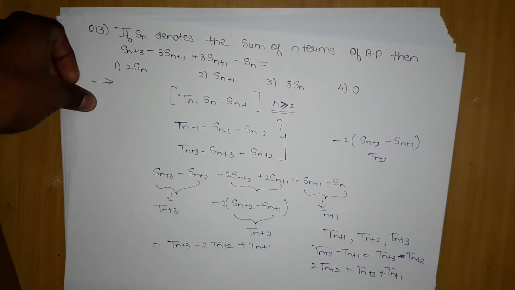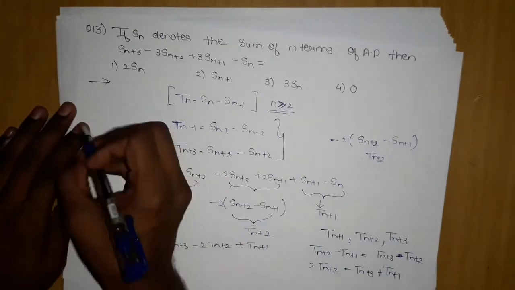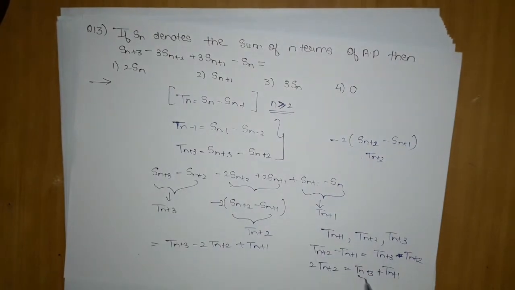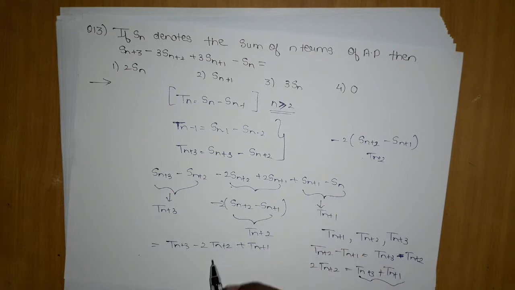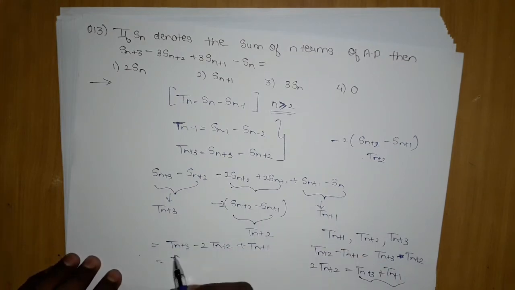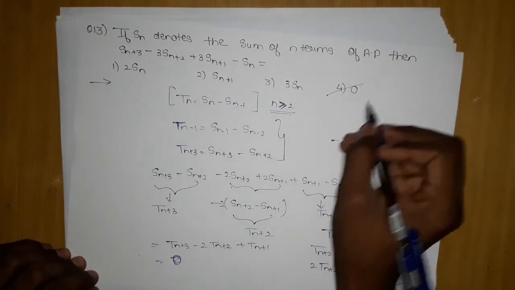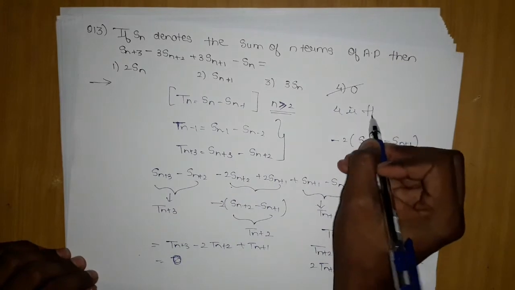Okay, let me solve it here. Which gives you that twice Tn plus 2 is equal to this, but if you see they are present here, so this will become 0, because twice this is equal to this. Okay, so 4 is the answer. 4 is the answer.